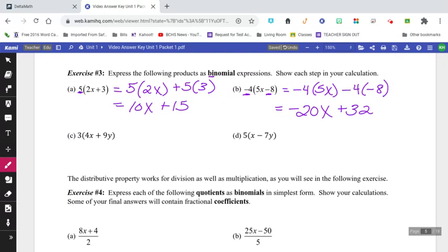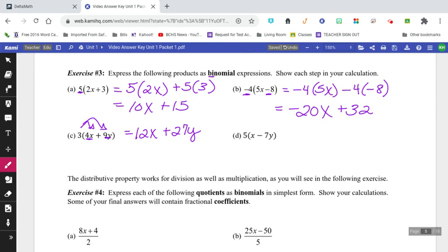Okay. Now, the other way that you could do this, and maybe some of you have already started to do this, is instead of writing out 5 times 2x, 5 times 3, you can just use arrows. Technically, you don't even need to do that, but it's a good way to remember that you're not just multiplying what's on the outside by the first term. You're multiplying by both. So 3 times 4x is 12x. 3 times 9y is plus 27y.